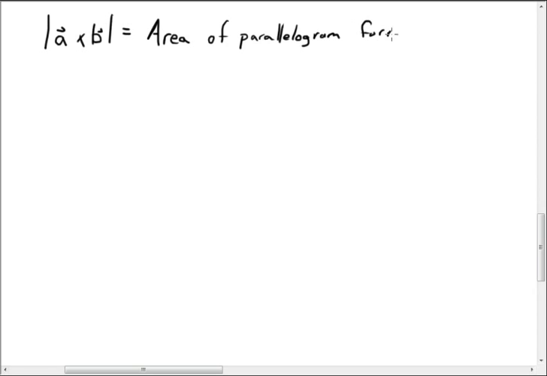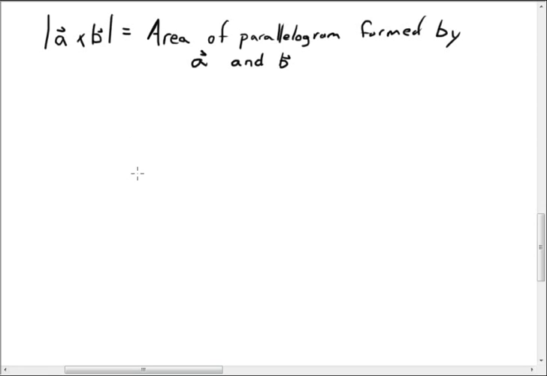Now, another important feature, this one relates to cross products, and that is the magnitude of the cross product is equivalent to the area of the parallelogram formed by A and B. So what does this mean?